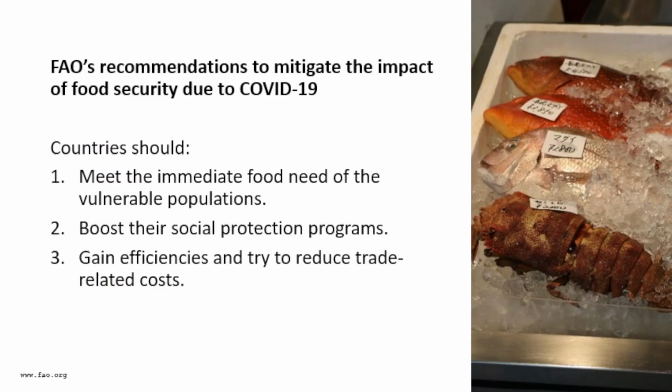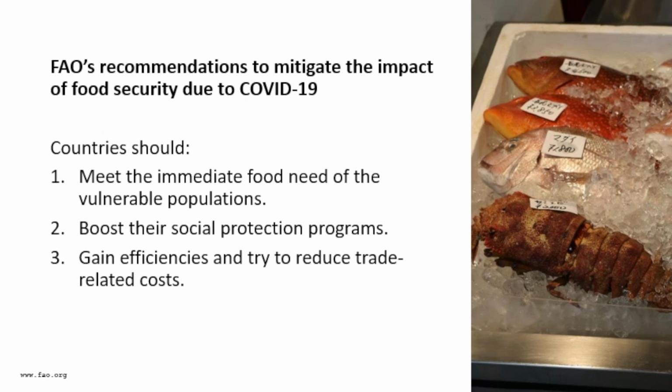FAO has set 3 recommendations for countries during the outbreak of COVID-19. So countries should meet the immediate food needs for the vulnerable populations. They should meet the need for emergency food, scale up measures to prevent malnutrition, give nutrition support, and adjust school meal programs to provide meals even when schools are closed.